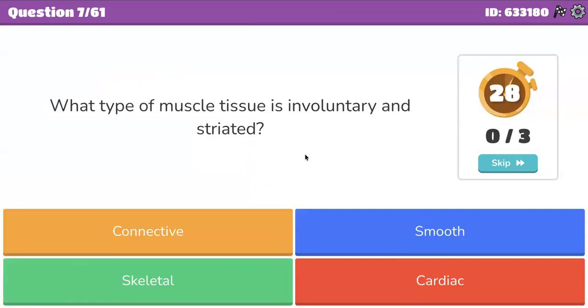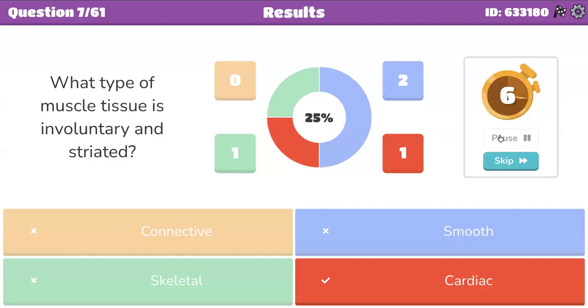What type of muscle tissue is involuntary and striated? Is it connective, smooth, skeletal, or cardiac? Cardiac. Connective isn't even a muscle type, I just wanted to fill the blank. But cardiac is involuntary. You can't control how it moves.